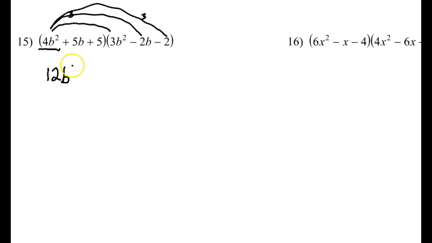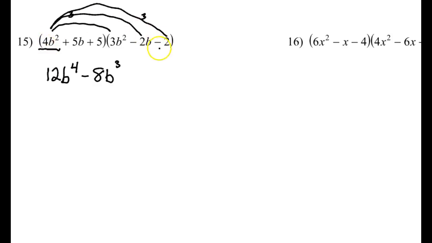12b to the 4th. 2 plus 2 is 4. 4b squared times negative 2b. 4 times negative 2, negative 8. b to the 2nd times b, b to the 3rd.